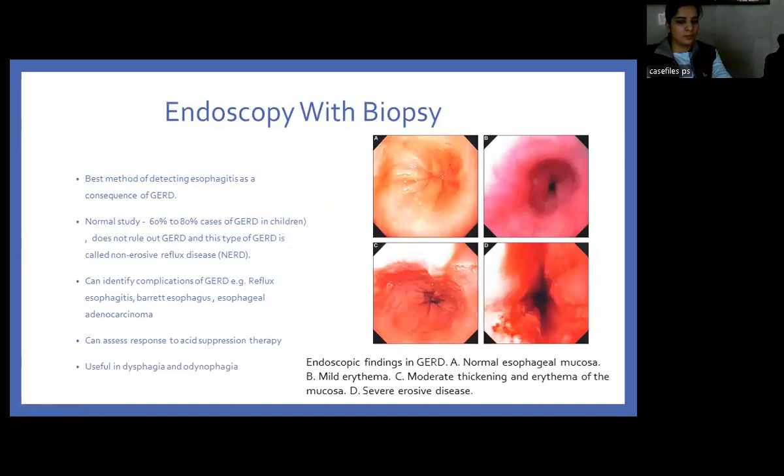It can identify complications of GERD such as reflux esophagitis, Barrett esophagus, and esophageal adenocarcinoma. It can also assess the response to acid suppression therapy and is useful in dysphagia and odynophagia. There are certain findings, which include a normal esophageal mucosa, mild erythema, moderate thickening with erythema, and severe erosive disease.